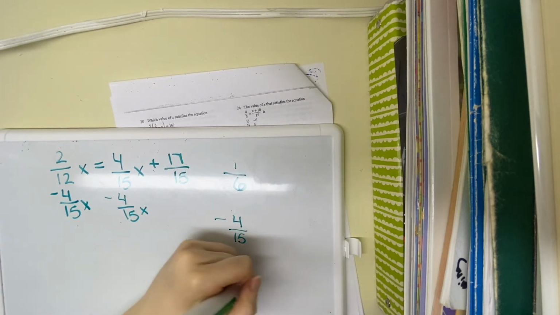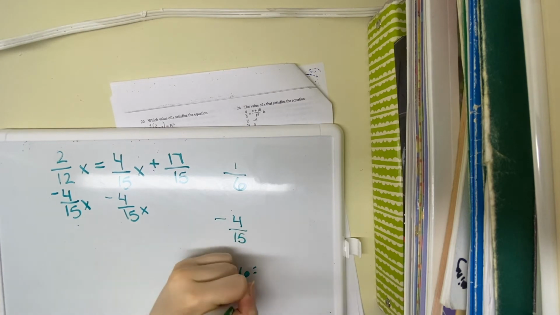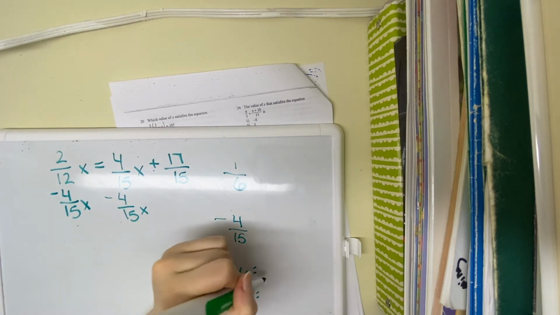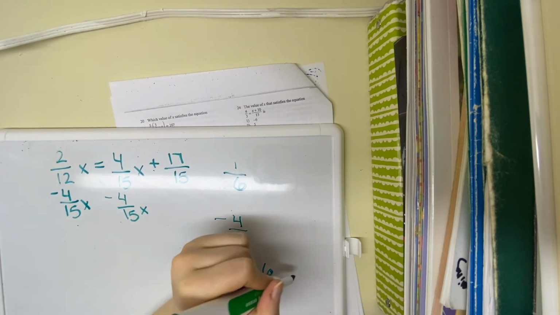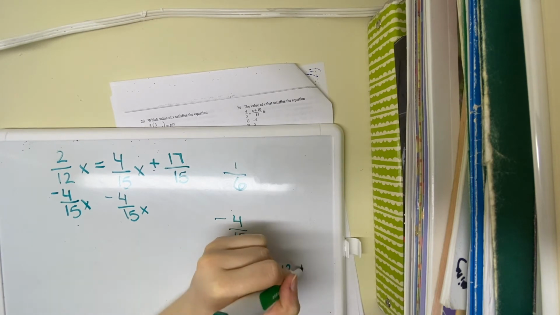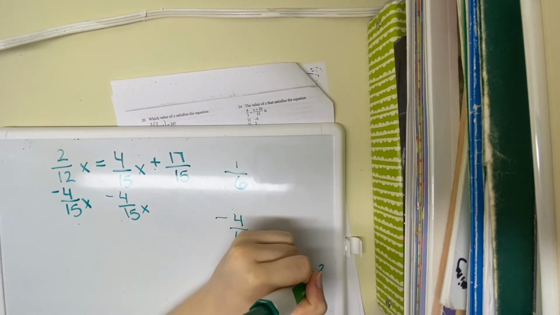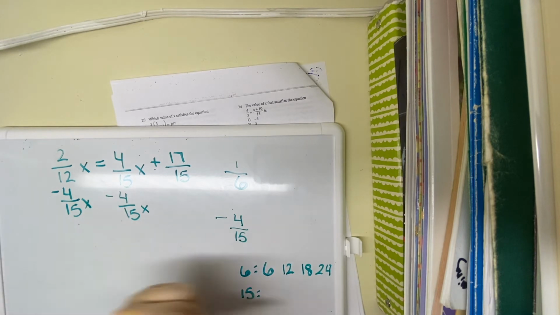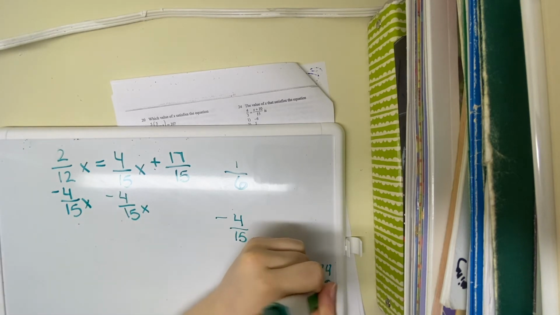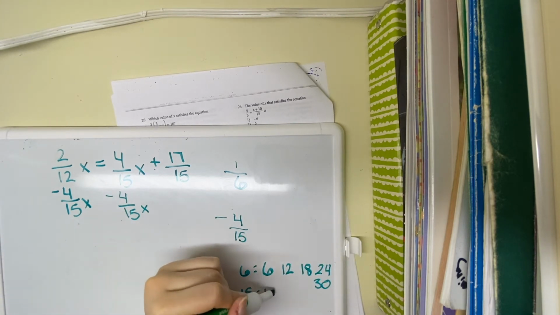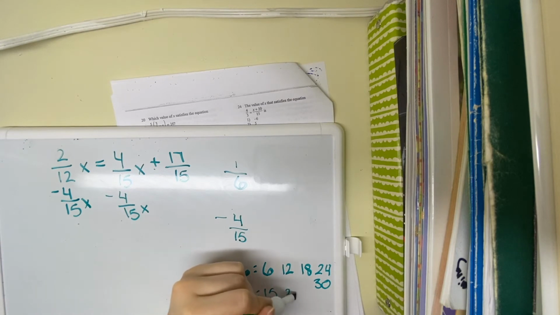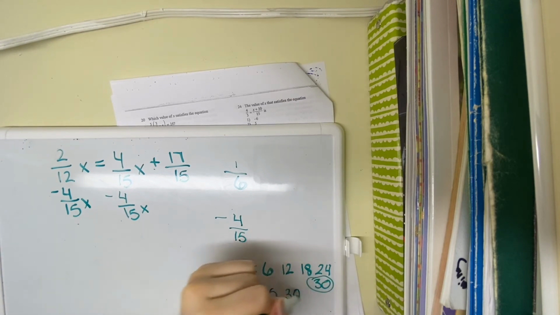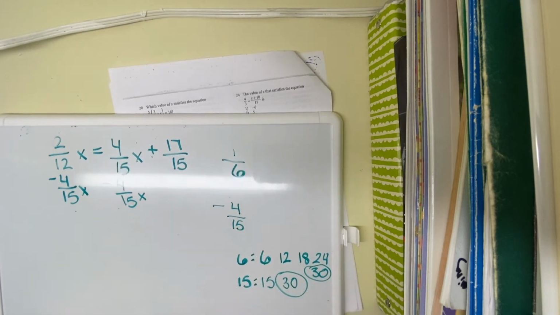So 6 and 15. Start with 6. 6 times 1 is 6. 6 times 2 is 12. 6 times 3 is 18. 6 times 4 is 24. 6 times 5 is 30. 15 times 1 is 15. And 15 times 2 is 30. So the greatest common multiple is 30.